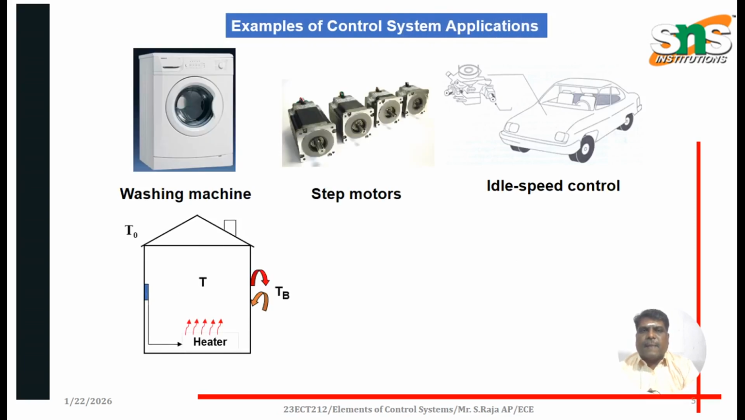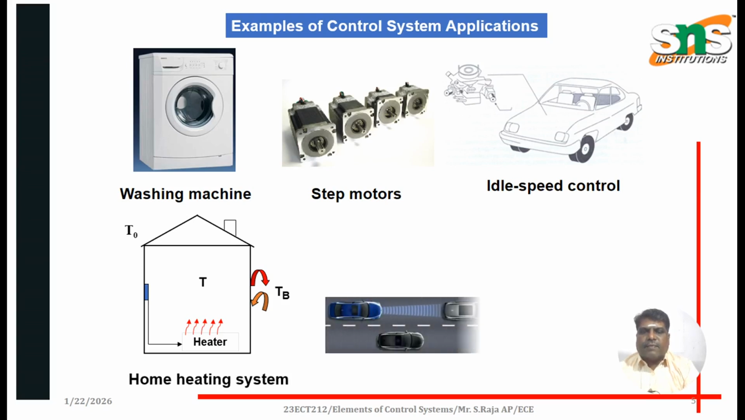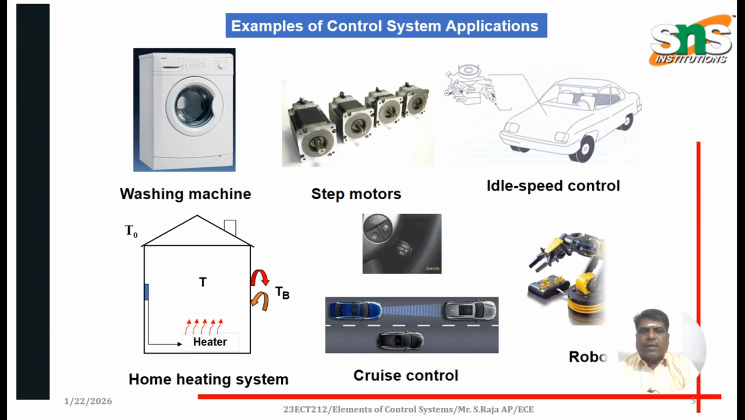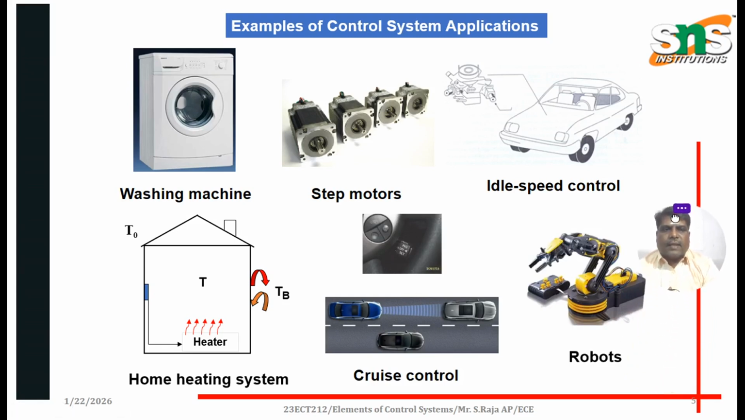In general, control system applications are used in washing machines, step motors, idle speed motors, and sometimes home heating systems. Sometimes electric vehicles are also used for control applications, and robotic arms are also used for controlling the electric vehicle part in a control system.